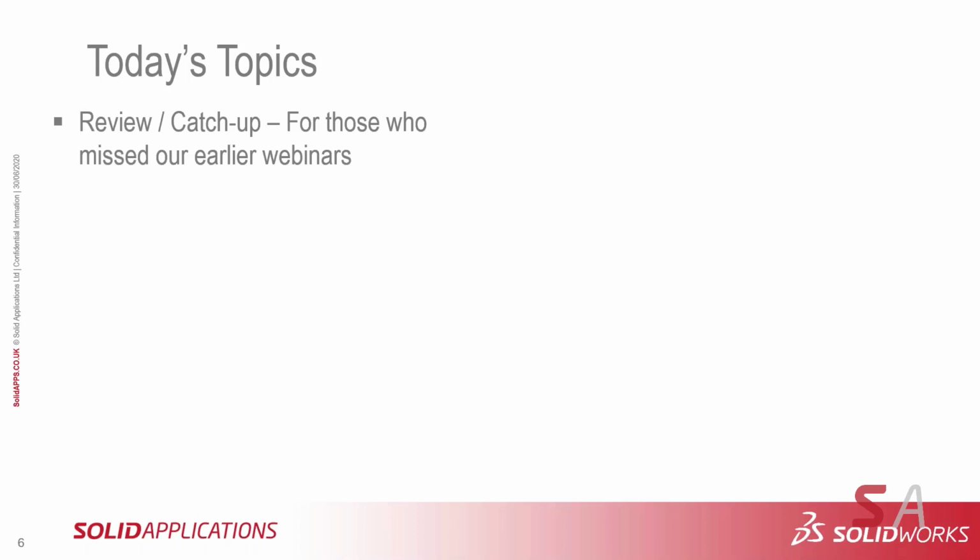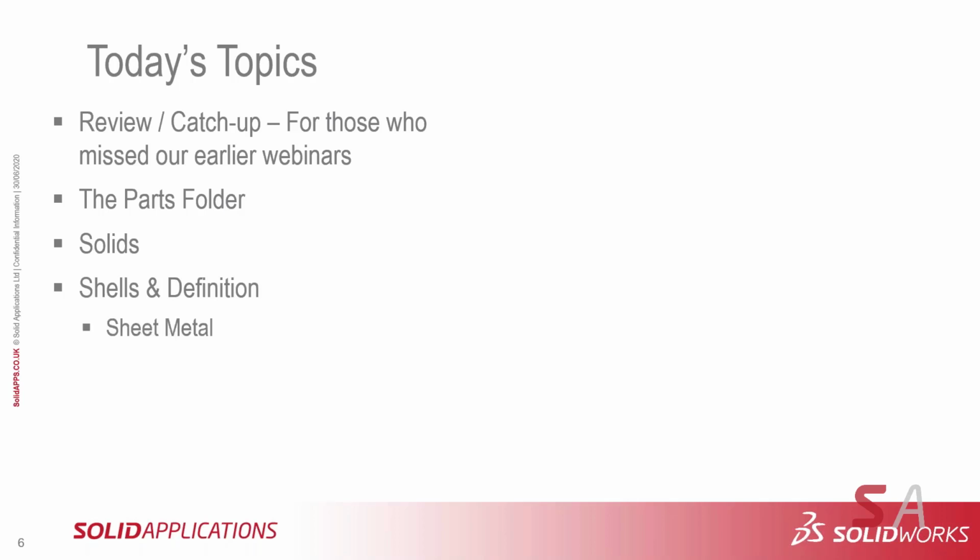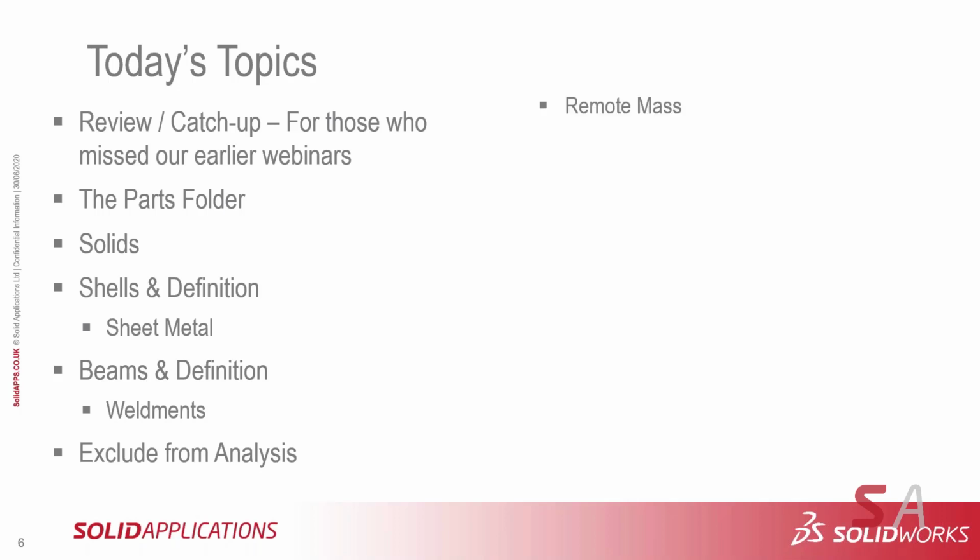So the topics, very brief catch up, as I've been doing on all these, just the Venn method of working through the study tree. We're going to be looking at the parts folder, and then within the parts folder, solids, shells and their definition, including sheet metal, shells, and modeled surfaces. Beams and their definition, that will also include weldments as well as just naturally skinny items. How to exclude items from an analysis, treating an item as a remote mass, the use of split lines.